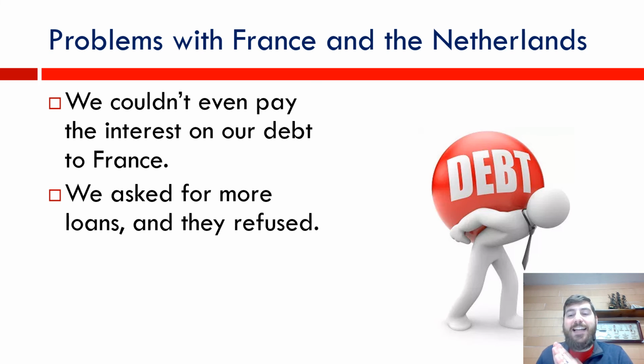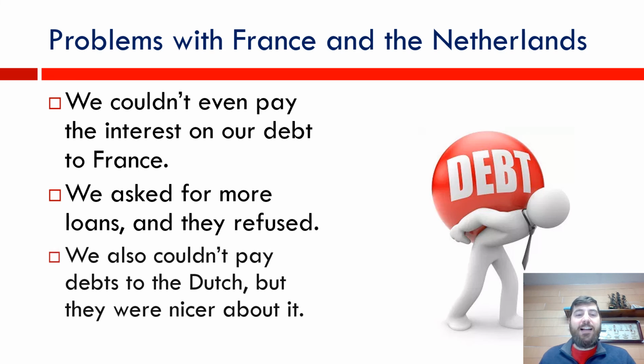Can you give us more money? France is like, no, you owe me money. I don't owe you money. So, of course, we're all mad at France, and they're all mad at us. We also couldn't pay debts back to the Dutch, but we only owe them a little bit of money, and they were much kinder about it.